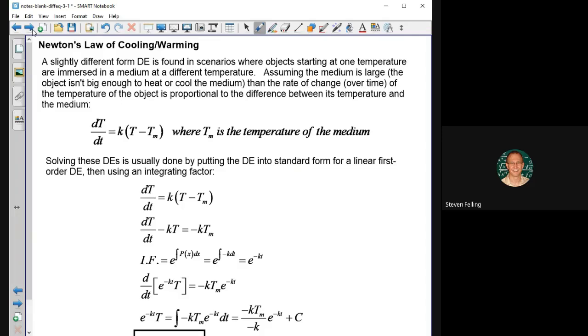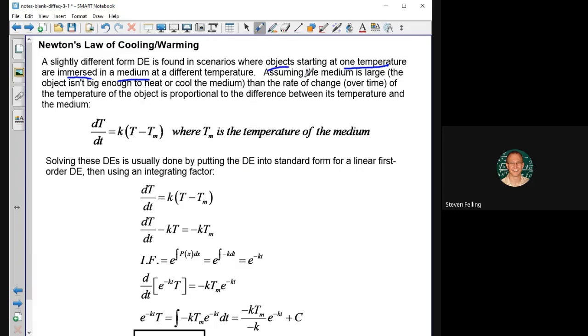Okay, so let's take a completely different tack. Here's another situation that's modeled with a first order linear differential equation. It's called Newton's law of cooling and warming. If you have an object that starts at one temperature and then gets immersed in a medium that's at a constant temperature, then we can model how the temperature of the object changes over time.